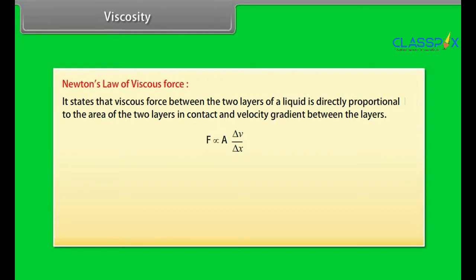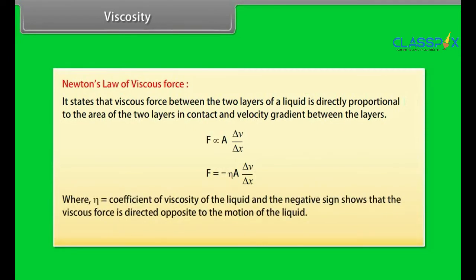F is directly proportional to A times delta v upon delta x. This equation can be written as F = -ηA Δv/Δx, where η is the coefficient of viscosity of the liquid, and the negative sign shows that the viscous force is directed opposite to the motion of the liquid. Its dimensional formula is ML^-1 T^-1.